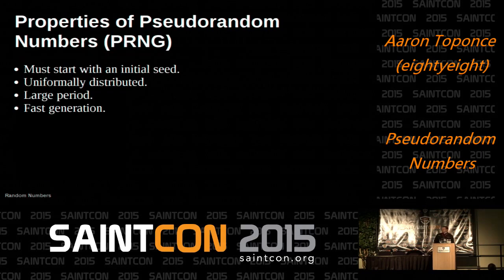All right, so now we've defined randomness. Let's look into our three main classifications of random numbers. First, pseudo-random numbers. Pseudo-random number generators have four properties that we'd like to have.